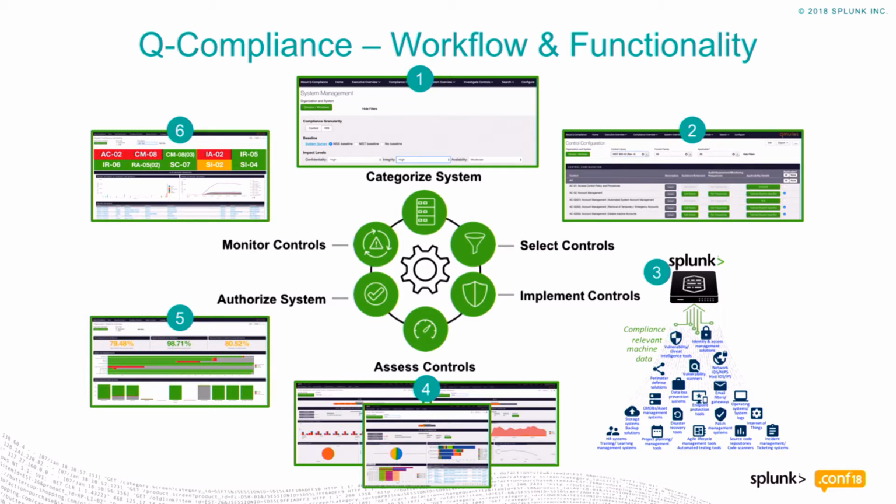So once it's gone live, step 6 is continuously monitoring that, right? So as a system goes into production, there's always configuration drift and other changes that may alter its security or compliance posture. So you need to continuously monitor that system in production to make sure that that compliance posture is maintained. So we support that with some capabilities and dashboards to allow you to continuously monitor the effectiveness of your controls. So that is a quick overview of the functionality of Q compliance.